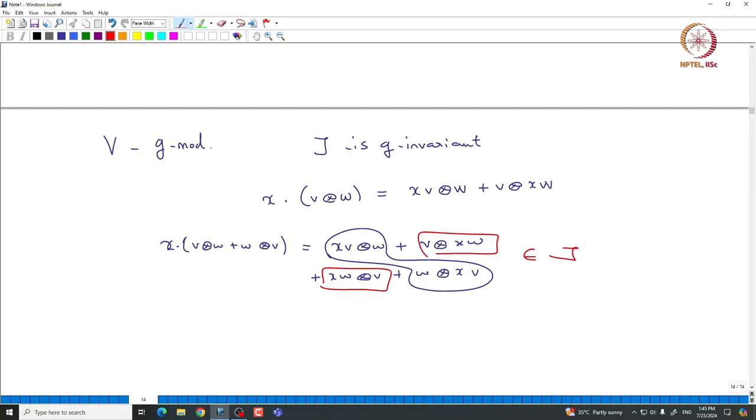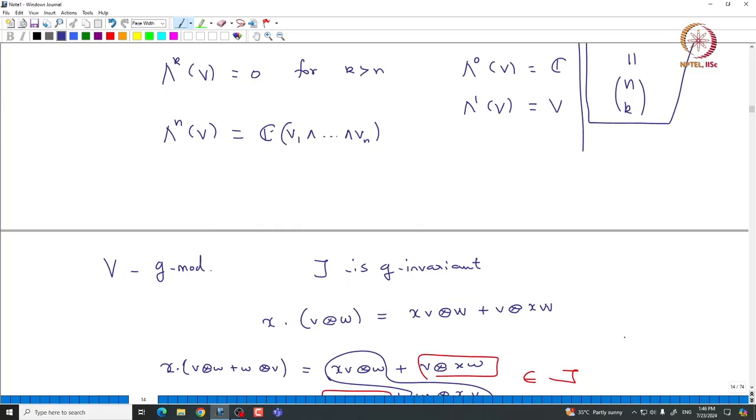So, this tells us that the ideal J generated by this v tensor w plus w tensor v is invariant under the G action. So, that implies that the quotient space is again a G module. So, that means this exterior algebra is a G module.